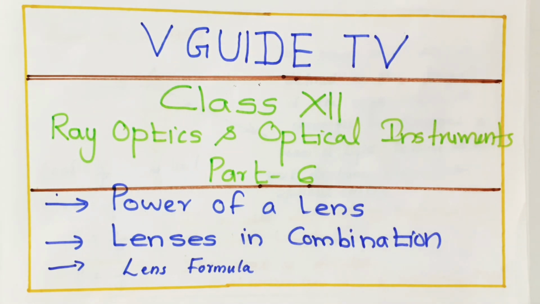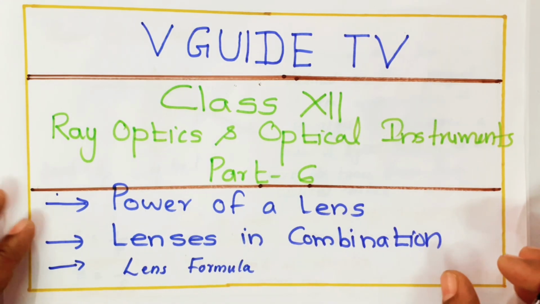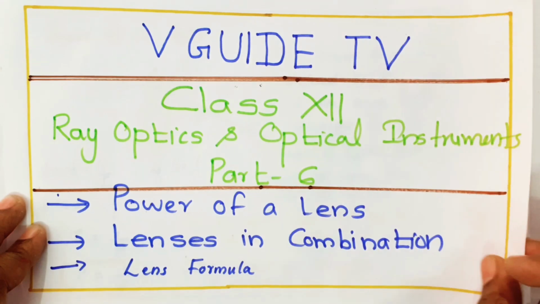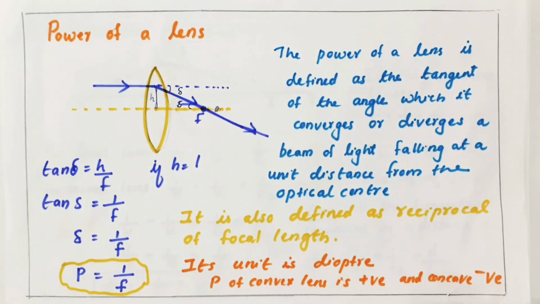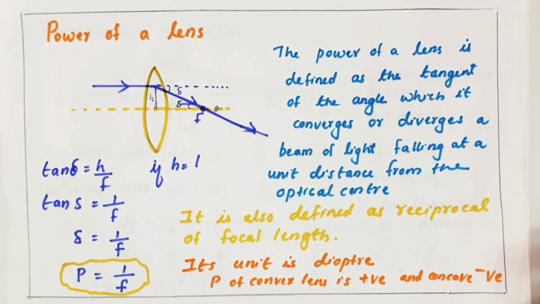In this part I am going to explain power of a lens, lenses in combination and lens formula. First we will discuss the power of a lens.